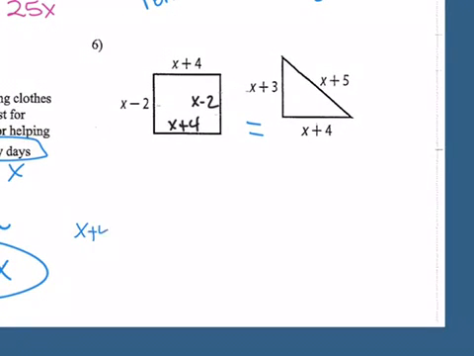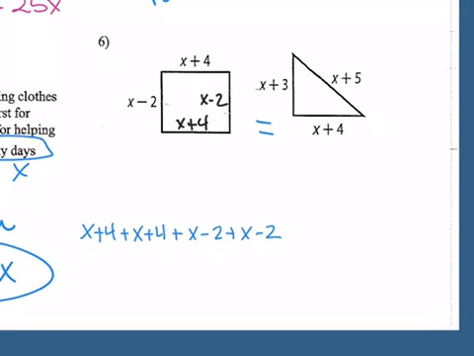You could say x plus 4 plus x plus 4 plus x minus 2 plus x minus 2. Holy cow. But we'll have to, yeah, pretty much. So you'll have to combine your like terms.